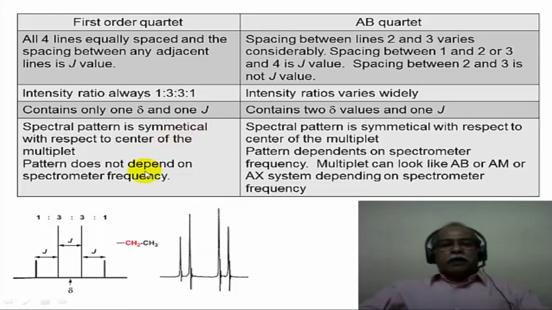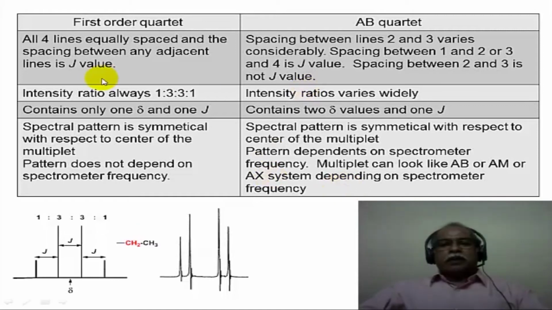The pattern does not depend on the spectrometer frequency in the case of the first order spectrum. That is extremely important. Whether you measure it in a 200 MHz spectrometer or a 600 MHz spectrometer, the line spacing, the intensity and the spectral pattern will look essentially the same if it is a first order quartet. On the other hand, an AB quartet will depend upon the spectrometer frequency. A multiplet that looks like an AB quartet can actually become an AM or an AX type of system depending on the spectrometer, because the delta, which is expressed in Hertz, depends on the spectrometer frequency. In other words, the difference in the chemical shift value expressed in Hertz between 2 hydrogens would be dependent on the spectrometer frequency.